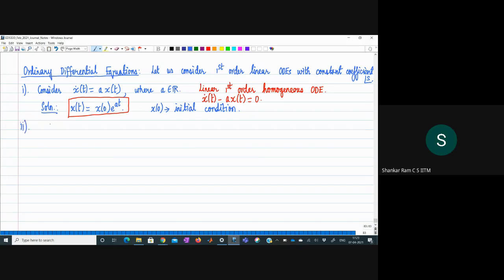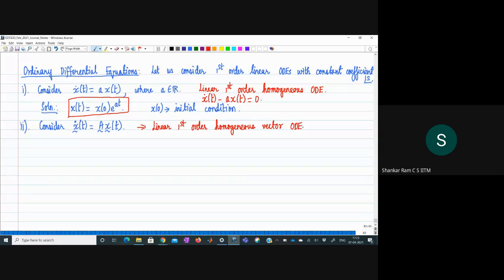Now let us consider the vector equivalent of this. So what are we going to consider now? Let's consider the case where x dot t is equal to A times x of t. You can see that it's still first order, still linear, still homogeneous, but it's a vector ODE. So it is a linear first order homogeneous vector ODE. And you can see where we are coming to, right?